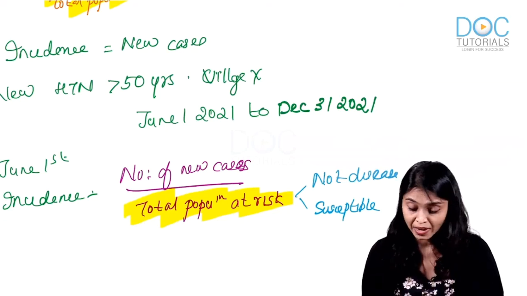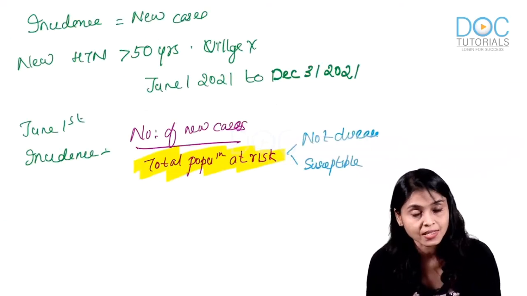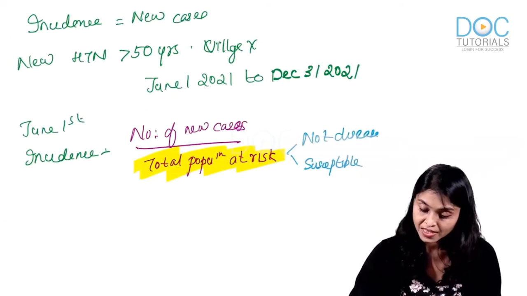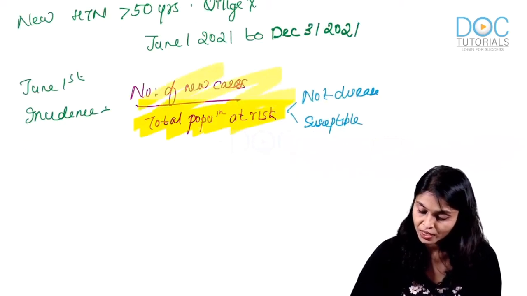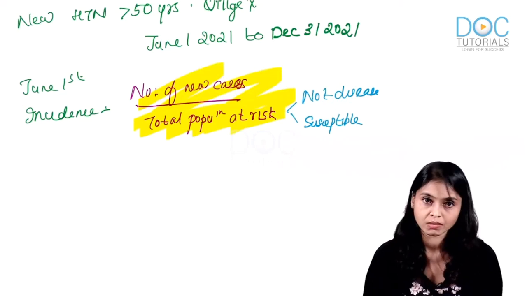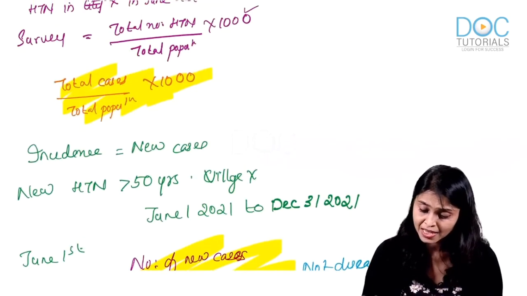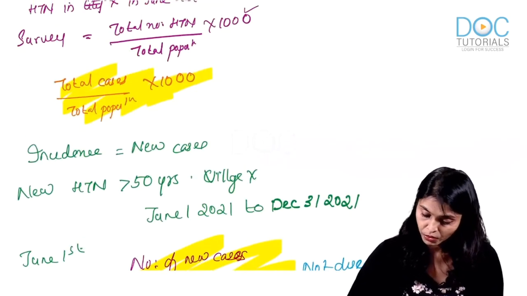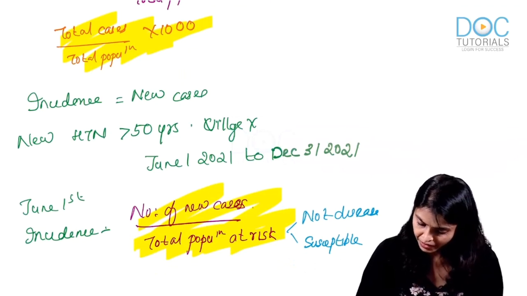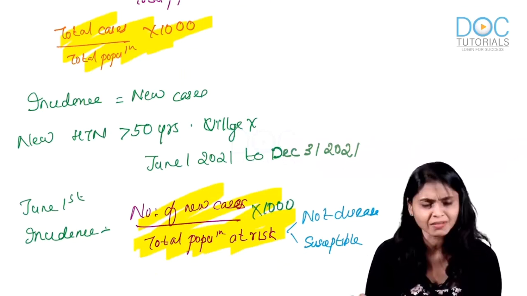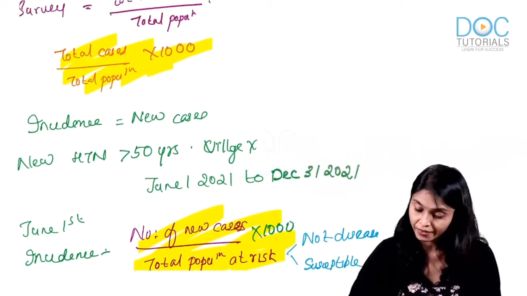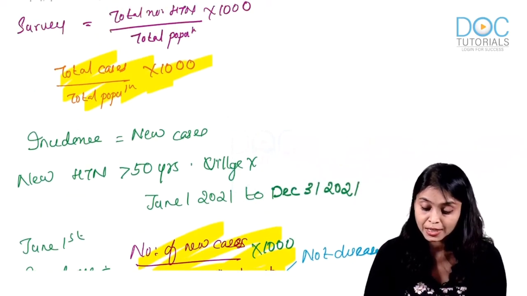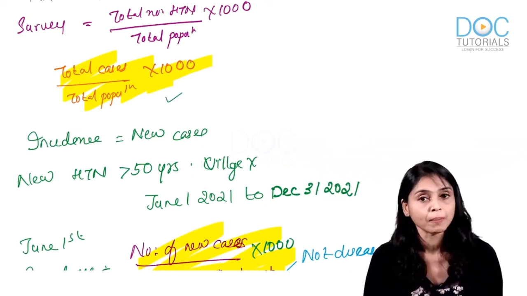This understanding is very important as far as incidence is concerned. So, the formula of incidence is number of new cases divided by total population at risk into 1000. Okay, let me write into 1000 as well. Into 1000 or into 10,000, anything you can write. It only means per 1000 who are at risk. Whereas for prevalence, it is total cases divided by total population into 1000.